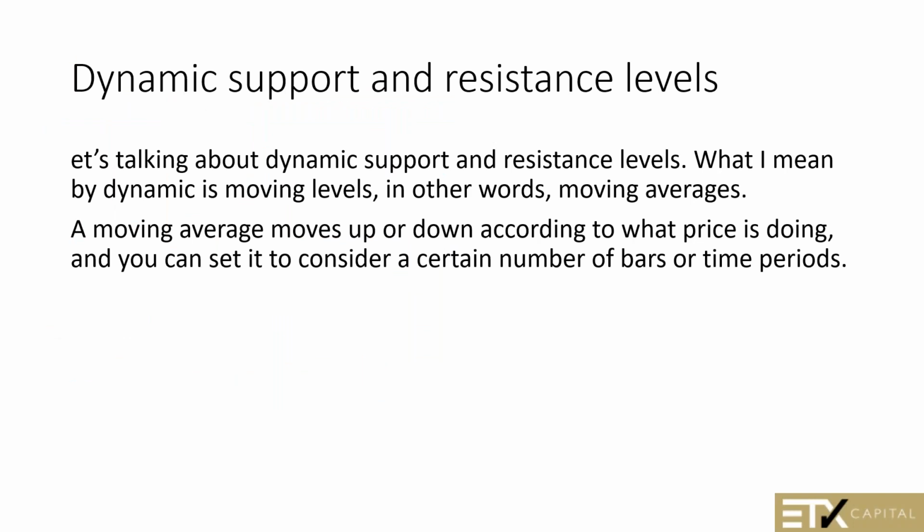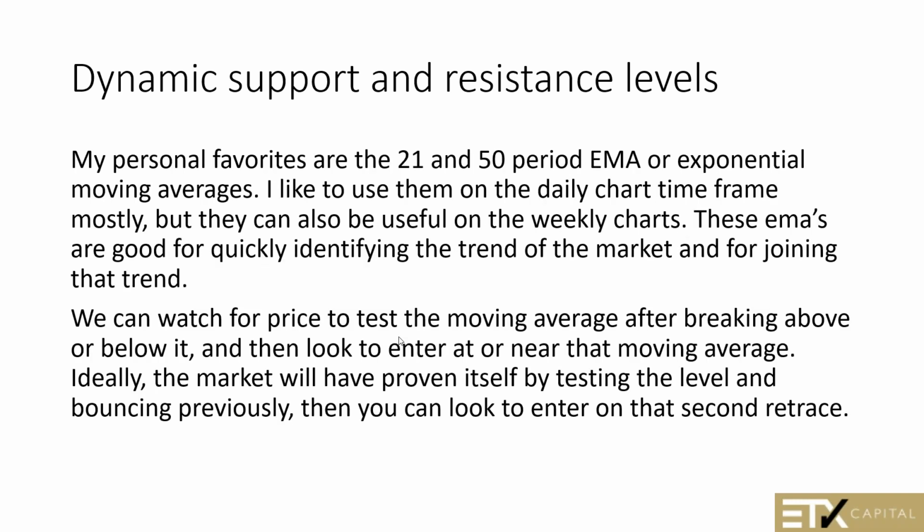So let's talk about what we call dynamic support and resistance. And what I mean by dynamic is these are moving levels. In other words, we can get these from moving averages. A moving average moves up and down according to what price is doing, and you can set it to consider a certain number of bars or time periods. Okay. When you set the moving average, you can use it as a support and resistance level. So in other words, if price is trading over top of the moving average, it's forming a support level underneath price. If it's trading below that moving average, it's making a resistance level. And we can watch for price to test the moving average after breaking above it or below it.